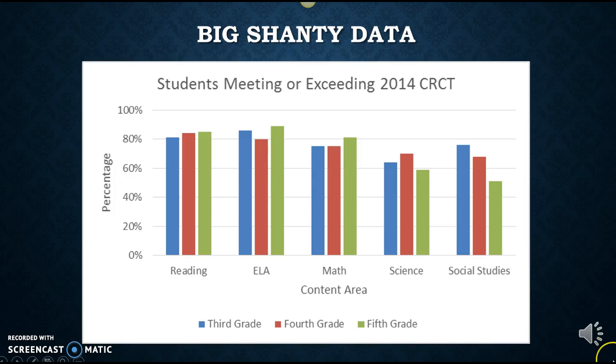So on this graph, I have students meeting or exceeding the 2014 CRCT broken down by content area and broken down by 3rd, 4th, and 5th grade. So you can tell that reading and ELA are consistently in the 80s, and then math, we're doing all right there, but we could be doing better. And science and social studies, again, below everything else. It looks like 3rd grade social studies, they're starting to get up there close to 80, but still science is way behind everybody else.